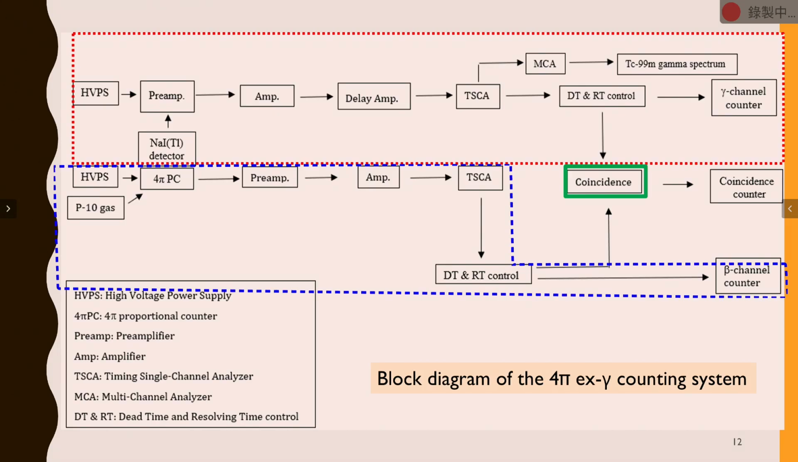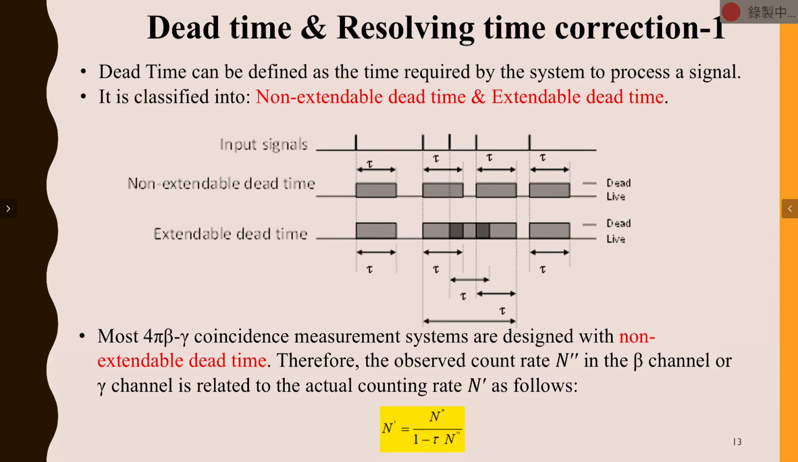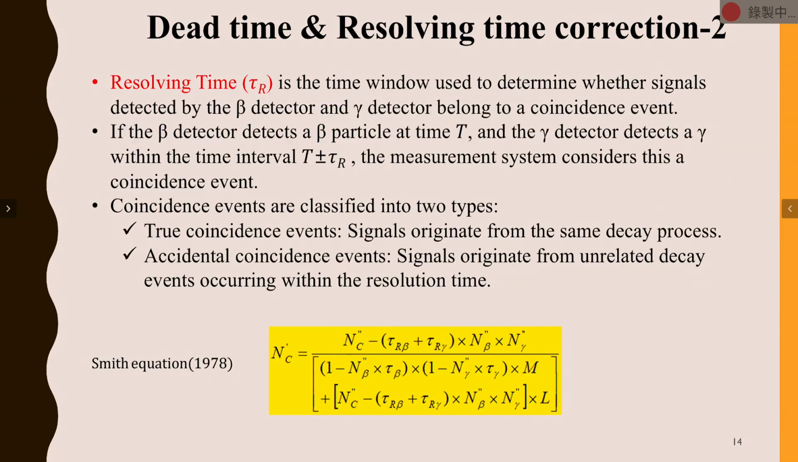Just like introduced previously, we do dead time correction. Most 4π eS-gamma coincidence counting systems, including ours, use the non-extendable dead time correction. And here is the correction. And next, we also do the resolving time correction.